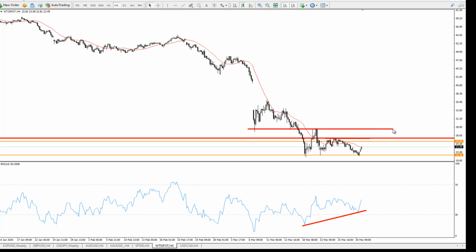And then we'd start targeting, there's lots of resistance on the way. First one would be through here. But if we can get through 28 roughly, then we're starting to look up at 33s, 34s, this previous peak here and the bottom of this big gap that we had, if you remember when the Russians and the Saudis started the big price war.